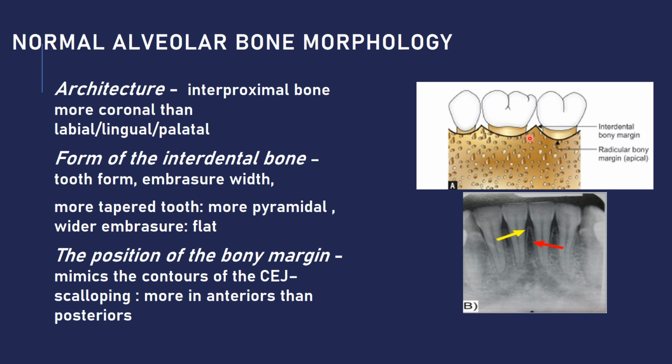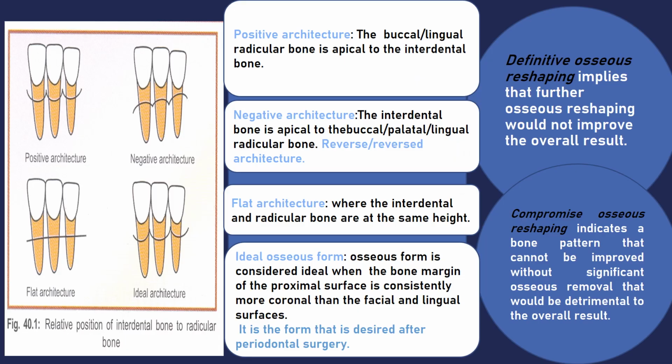So this will be based on tooth form and the mesiodistal width. If the tooth is tapered, the bone will be more pyramidal, and if it is wider, then it will be flat. So that is the form of interdental bone. Okay, so the position of the bony margin always mimics the contours of the CEJ. The scalloping will be more in the case of anteriors than posteriors.